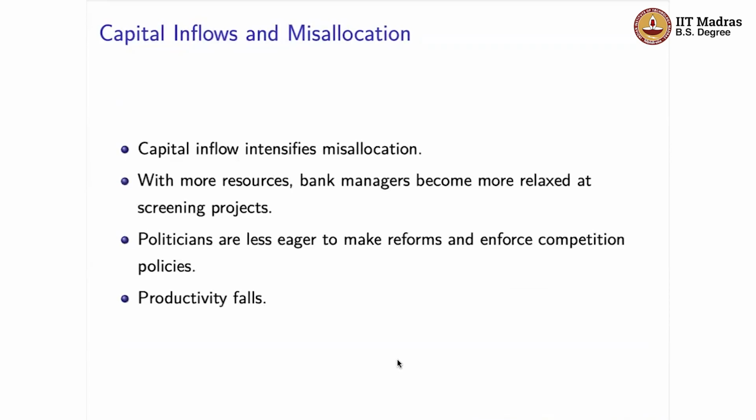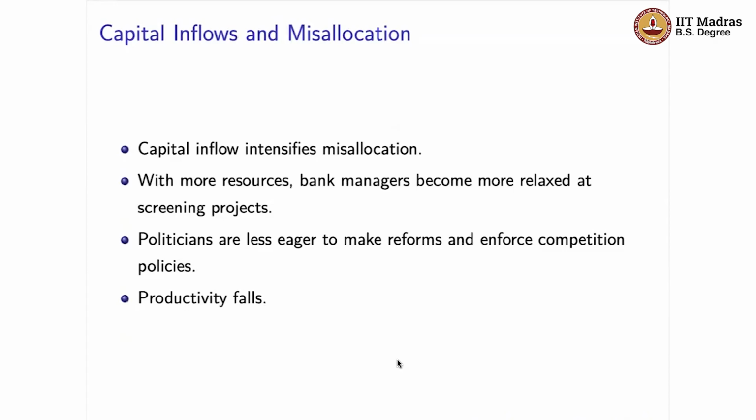Because with more resources, bank managers become even more relaxed at screening projects, and politicians become less eager to make economic reforms and to enforce competition policies. As a result of all of these changes, productivity tends to fall. So what do we mean by productivity? You can think of this as the most efficient way of capturing how inputs translate into outputs, right?